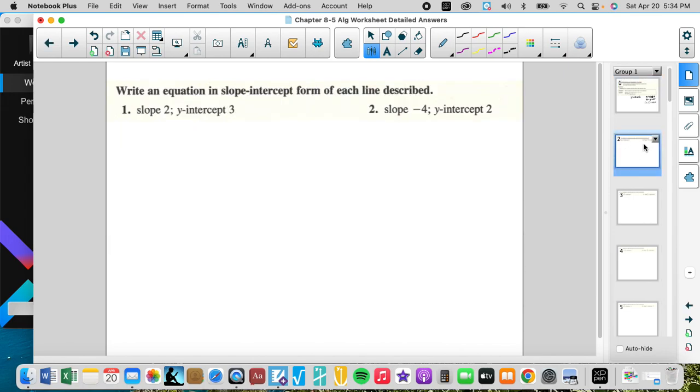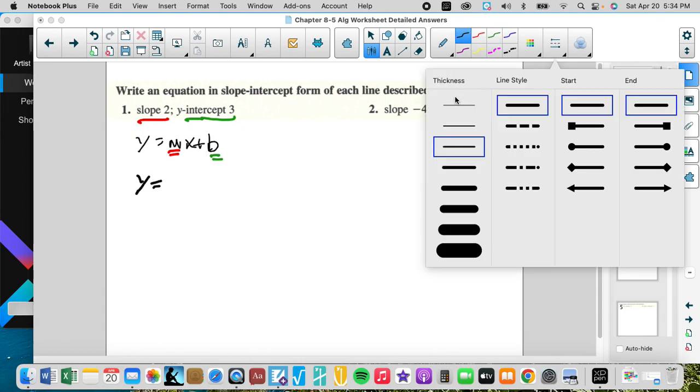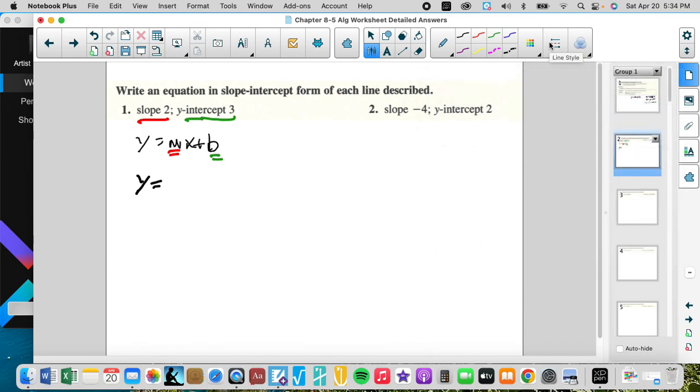So write an equation in slope-intercept form for each of the lines described. So if we're going to fill in for y equals mx plus b, then we're going to fill in for m, which is the slope, and we're going to fill in for b, which is the y-intercept. So we fill that information in, keeping y open. M is going to be 2, x is going to still be the variable, and then the y-intercept is going to be 3. As easy as that.